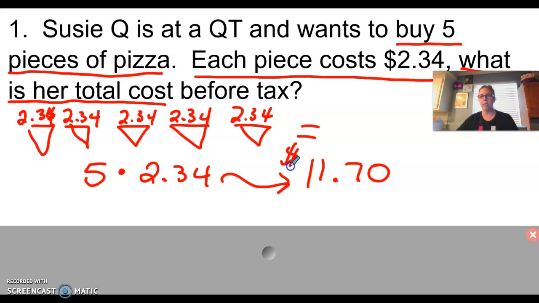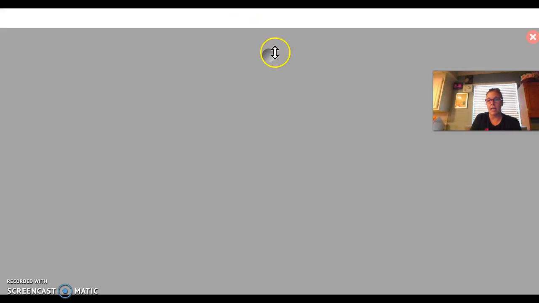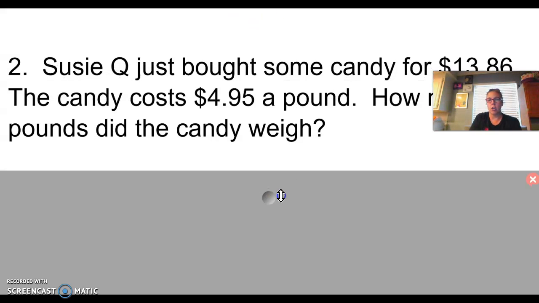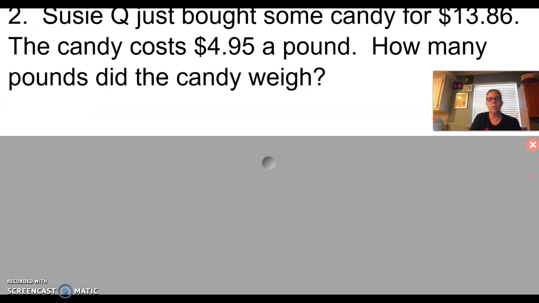Now your calculator may say 11.7. We're dealing with money, so we want to put 11.70, $11.70. Okay, we're going to multiply. Remember, a dot means multiply. Okay, a dot or a star. Okay, so now number 2.